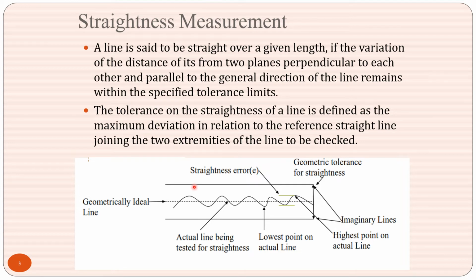The variation of the distance of it from two planes perpendicular to each other and parallel to the general direction of the line remains within the specified tolerance limits. So this is called the highest point of the actual line. This is the lowest point. This actual line is being tested for straightness, this is the ideal line, this dotted line. This is called the geometrical tolerance for straightness. The difference between upper and lower limit is called the geometric tolerance of straightness.